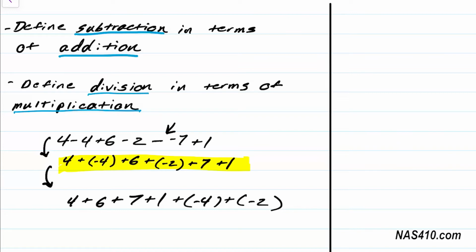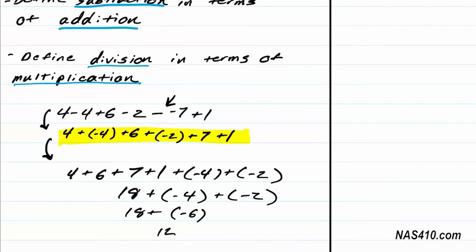I have 6 and 4, which is 10. Plus 7 makes 17, plus 1 is 18. So on this side here, I have 18 plus negative 4 plus negative 2. Let's add my negatives up together. Negative 4 plus negative 2 makes negative 6. So I have 18 plus negative 6, and that equals 12.